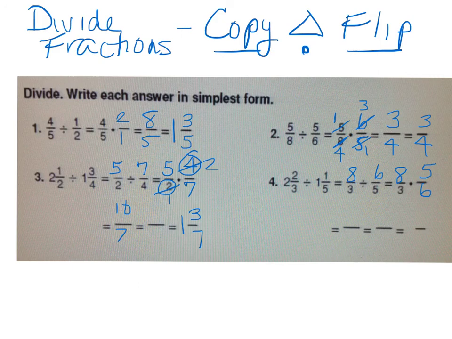And we look for opportunities to simplify. There's a common factor of 2 between 8 and 6, so we're going to divide by 2. 8 divided by 2 is 4. 6 divided by 2 is 3. So now we're looking at 4 times 5 is 20, and 3 times 3 is 9. And then we have an improper fraction. We want to rewrite it into a mixed number. 9 will go into 20 2 whole times. That would give me 18, which means I have 2 of those 9ths still left over, 2 2/9.